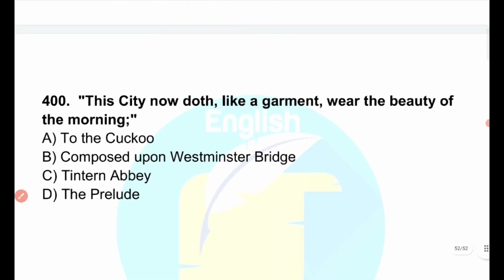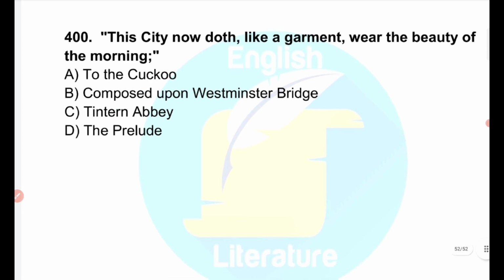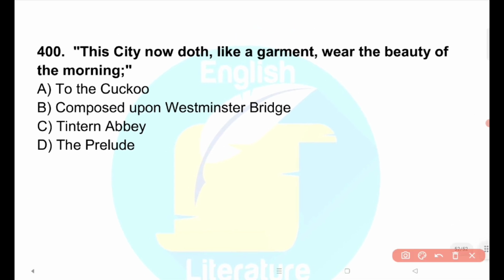And last but not least, this city now doth like a garment wear the beauty of the morning. Option B, Composed upon Westminster Bridge. These lines appear in Composed upon Westminster Bridge, September 3rd, 1802. Wordsworth praises the tranquil beauty of London in the early morning.